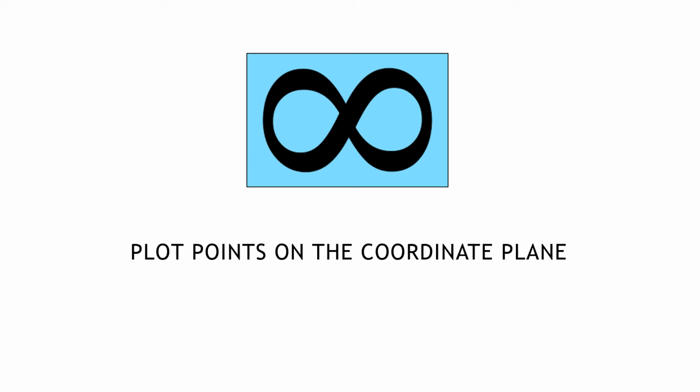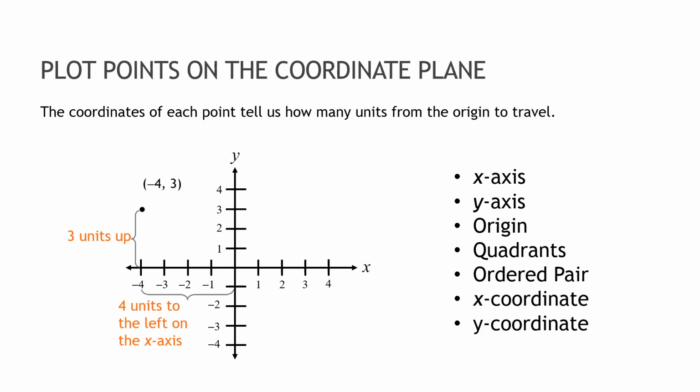This lesson is a quick overview on plotting points on the coordinate plane. So first of all, just a little vocab to make sure we remember how the coordinate plane is set up. Remember, the coordinate plane is just the XY axis, so it's two-dimensional. It includes the x-axis, which is the horizontal axis, and the y-axis, which is the vertical axis.